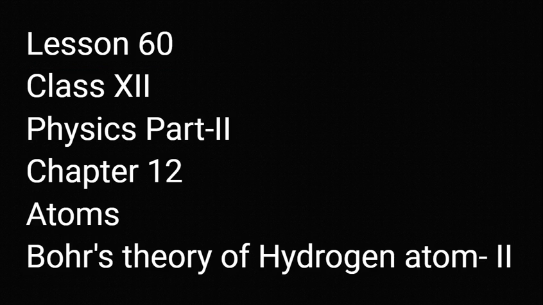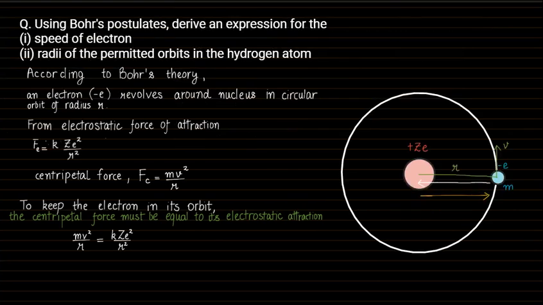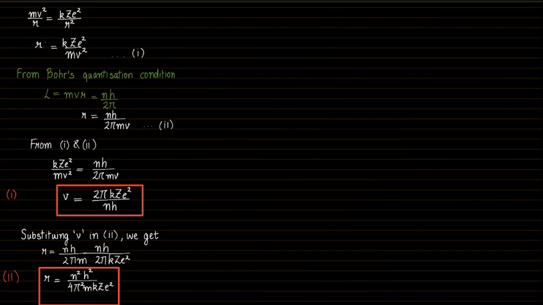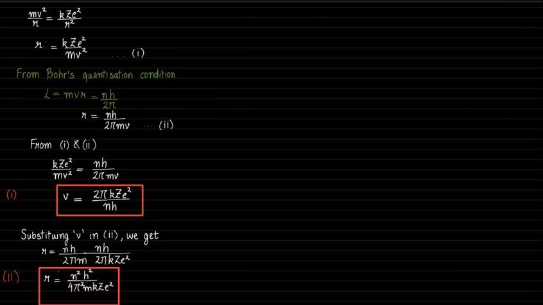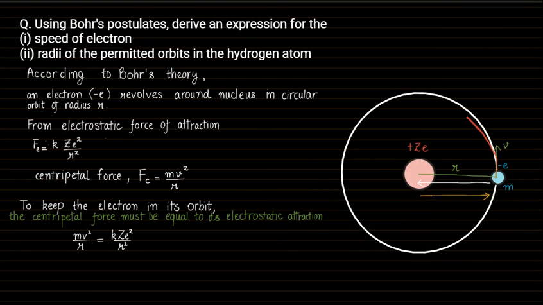In this lesson we'll continue with our Bohr's theory of hydrogen atom. Now in our last class we have derived the relation for the velocity. This is the expression of the velocity with which this electron revolves in a circular orbit around the nucleus. And then we have derived the expression for the radius. This is the radius of the circular orbit on which your electron revolves. So this distance is your radius.